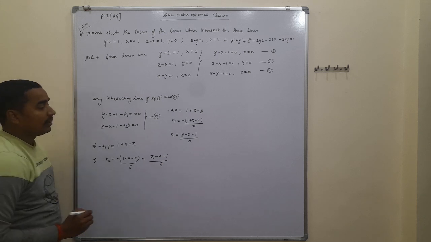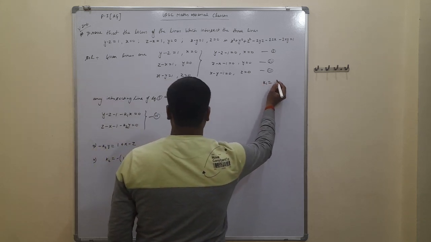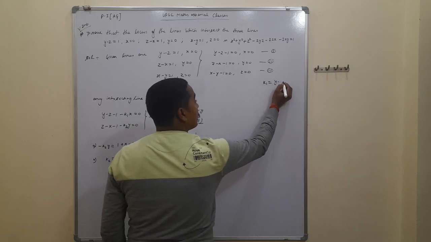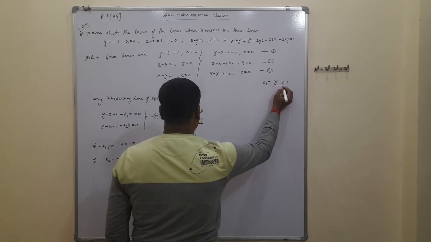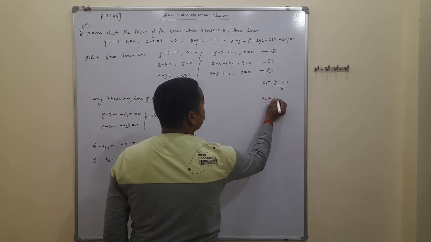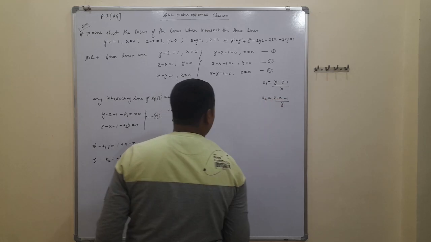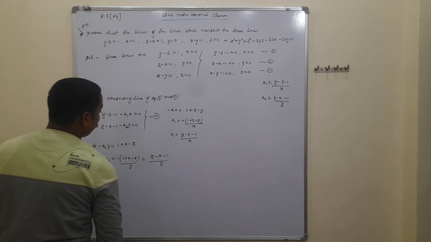We write the values of k1 and k2 here, that is the value of k1 is y minus z minus 1 upon x, and the value of k2 is z minus x minus 1 upon y. Further, we have to solve.